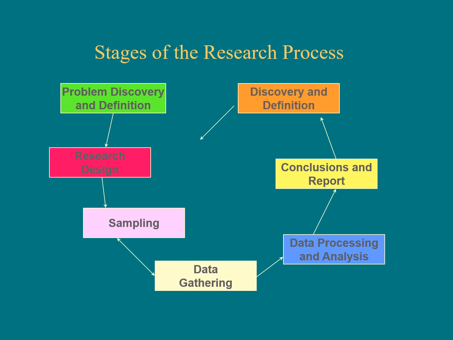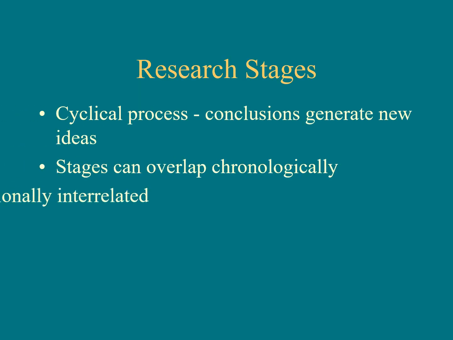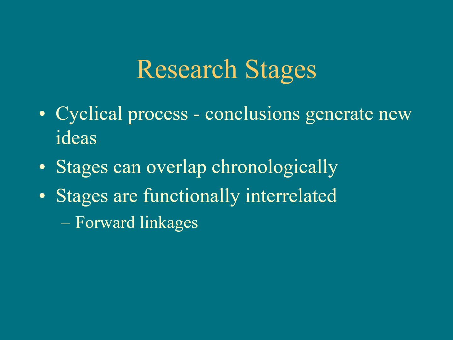Stages of research process. The research process starts with problem discovery and definition, then research design, sampling, data gathering, data processing and analysis, and conclusion and report. One can say it's a cyclical process. Conclusions generate new ideas, and then a new research is started. Stages can overlap chronologically, and stages are functionally interrelated. There are forward linkages with every stage, and there are backward linkages as well.